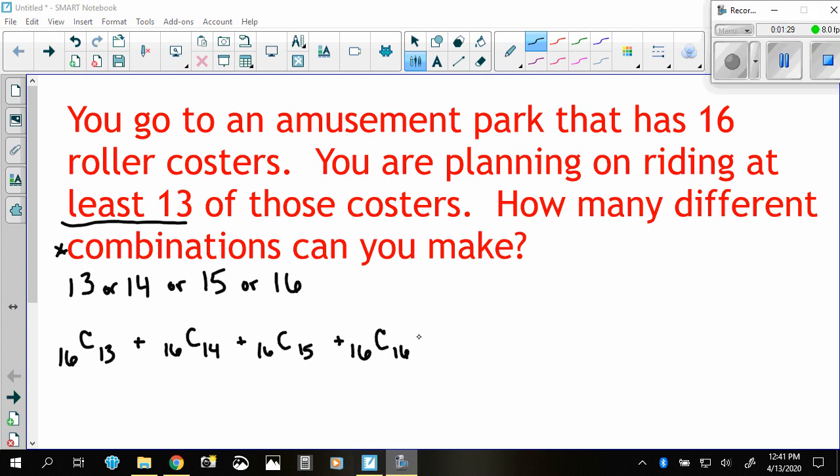So your answer here, if you do each of these different combinations and add them together, your total answer would be 697 different ways, combinations to ride those 16 roller coasters, at least 13 of them. So when you're talking about an at least or an at most, you're going to be doing an or situation.